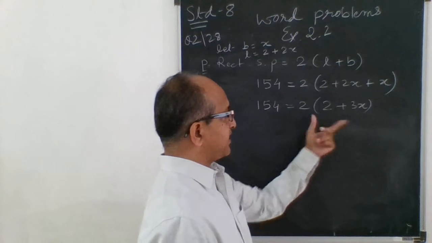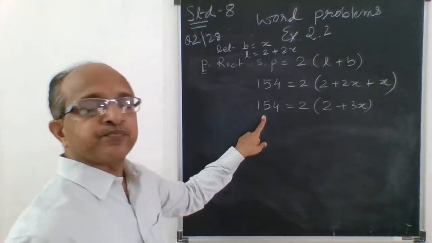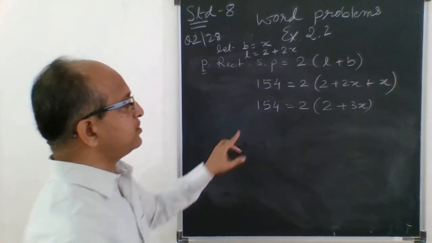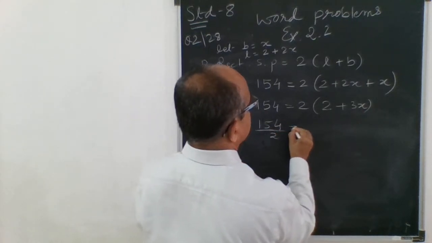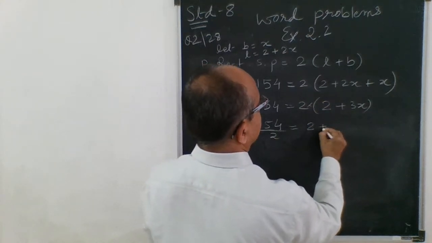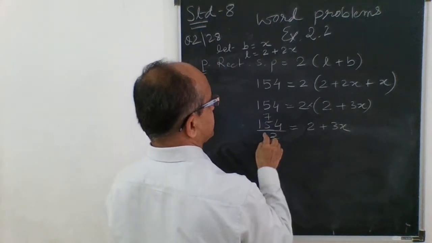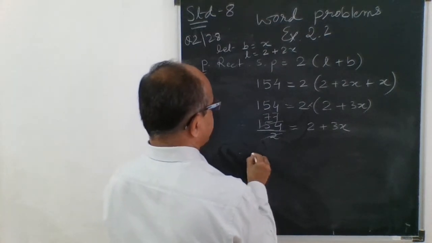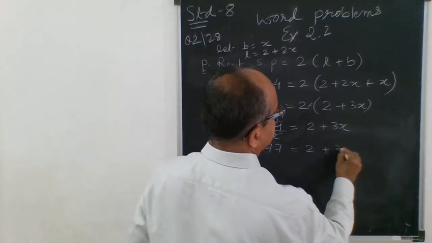Now see here there are two ways. We can multiply this whole bracket by 2, or this 2 is in multiplication with the bracket, so it can go to division. So let us do that. 154 by 2, right? This is multiplication with the bracket. So what is left over here? 2 plus 3x. Here 2 sevens are 14 and 2 sevens are 14, so what we are getting? 77 is equal to 2 plus 3x.